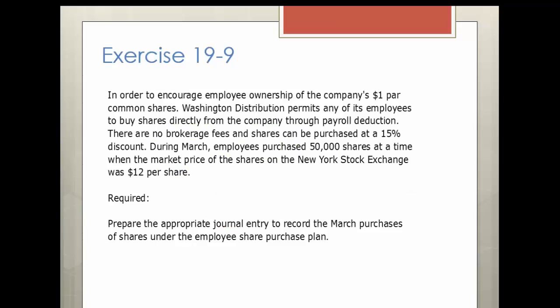In order to encourage employee ownership of the company's $1 par value common stock, Washington Distribution permits any of its employees to buy shares directly from the company through payroll deduction. There is no brokerage fee, and shares can be purchased at a 15% discount. During March, employees purchased 50,000 shares at a time when the market price of the shares was $12 per share. Prepare the appropriate journal entry, and let's see what's taking place over here.